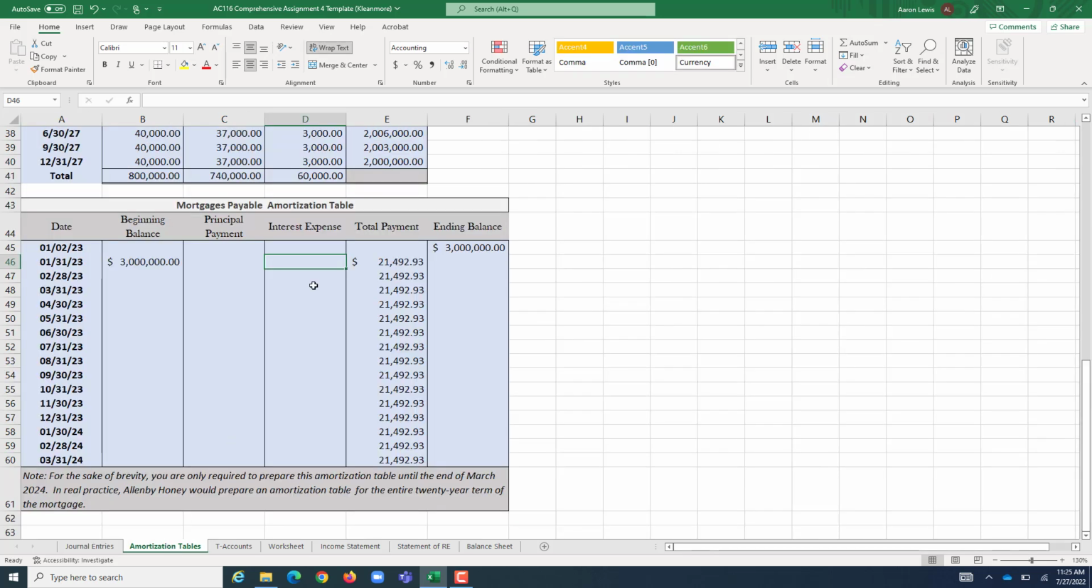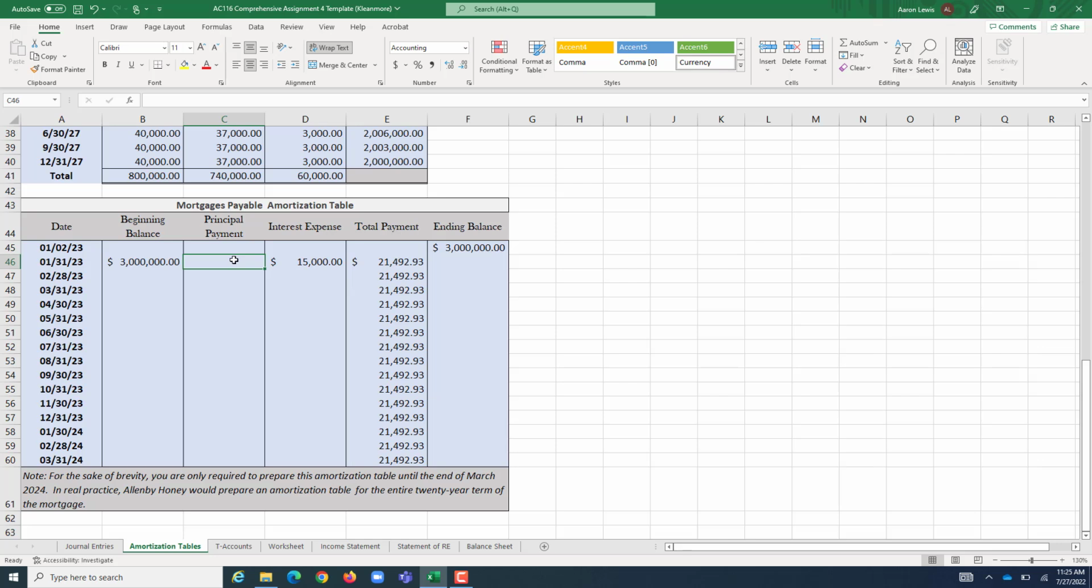So on the amortization table, we're going to have this be equal to the beginning balance, clicking on SL, times our 6%, 0.06, and since it's a monthly payment, times 1 out of 12. That comes out to $15,000. So what we are saying is when we make our first payment at the end of January, yes, we have to fork over $21,492.93 to our lending institution that we signed this mortgage through, but $15,000 of that is going to go towards interest.